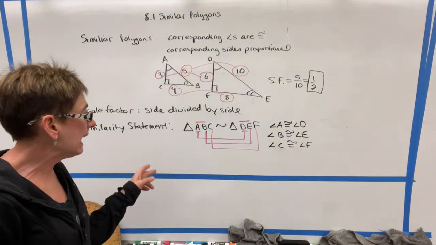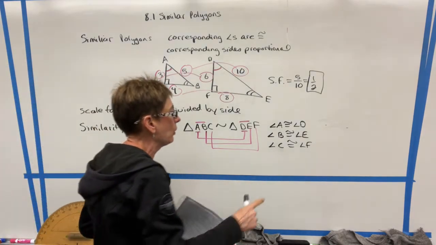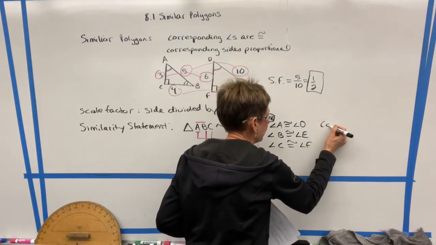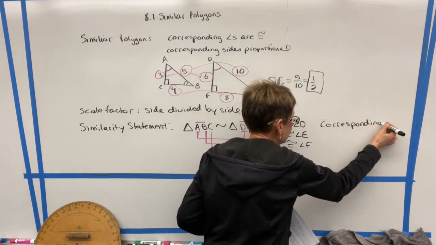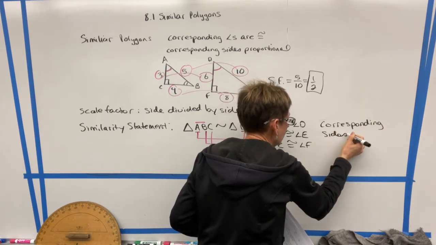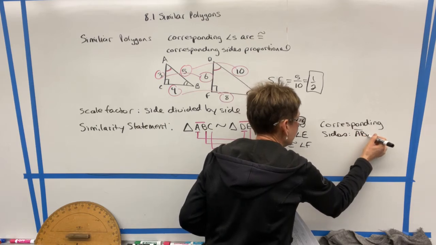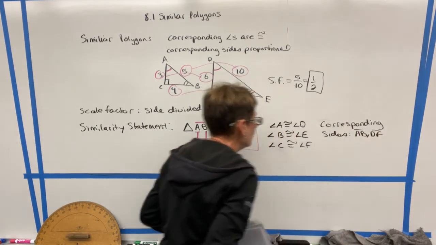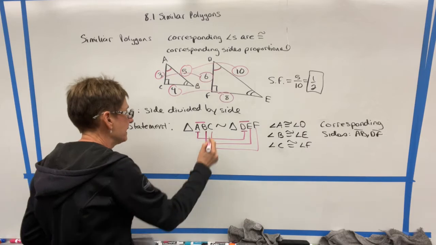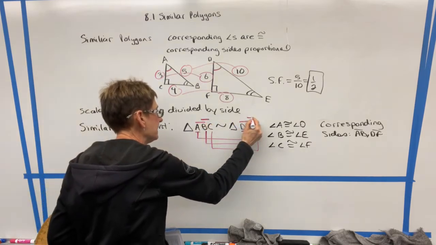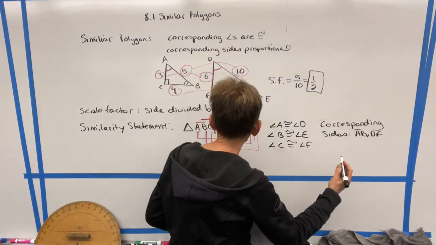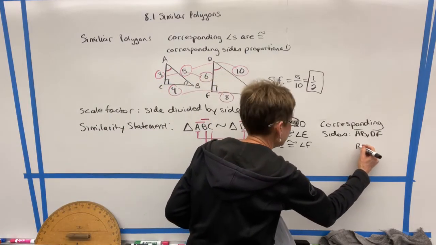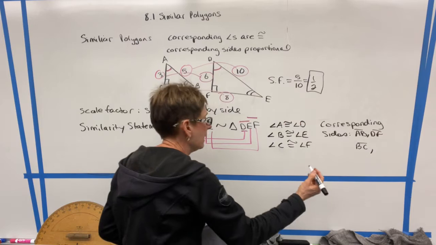So yes, AB and DE would be corresponding sides. So let's write it that way. Corresponding sides would be AB and DE. We can also see, because the second two letters are B and C here and here, and E and F there and there, that the corresponding sides would be BC and EF.